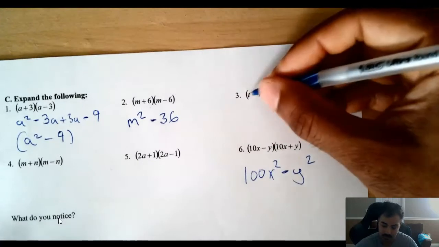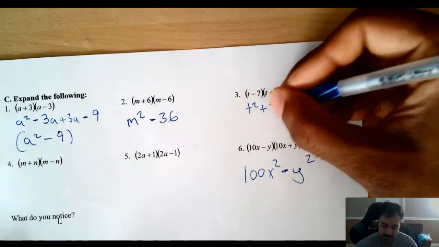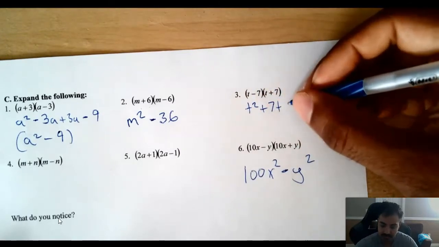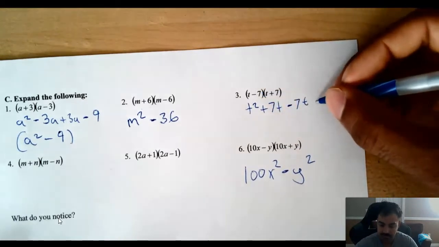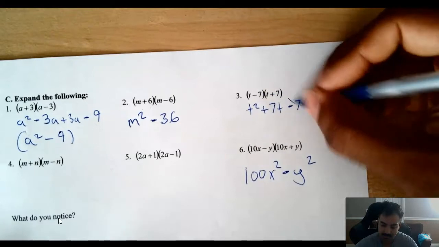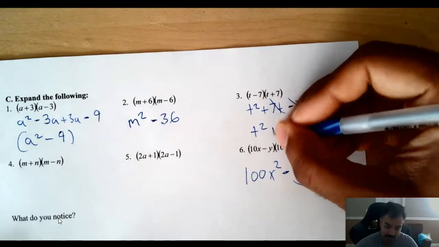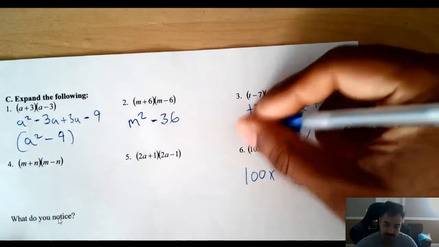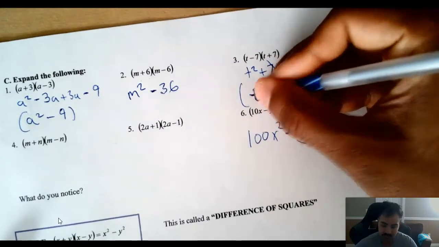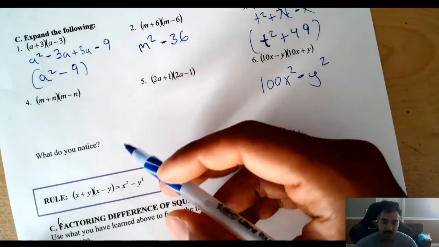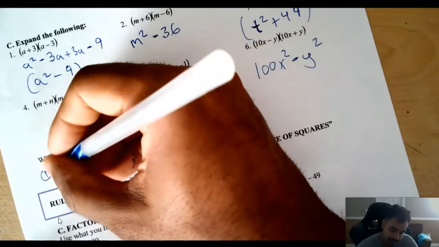Just t, and I'll expand this out. So t times t is t squared. t times 7 is plus 7t. Negative 7 times t is negative 7t. And then finally, negative 7 times positive 7 is negative 49. These cancel out. Negative 7t, positive 7t, you're left with t squared minus 49. Okay? And this is a t, not a plus sign. Plus and t look the same. Okay, so what do you notice here? The middle term cancels out.